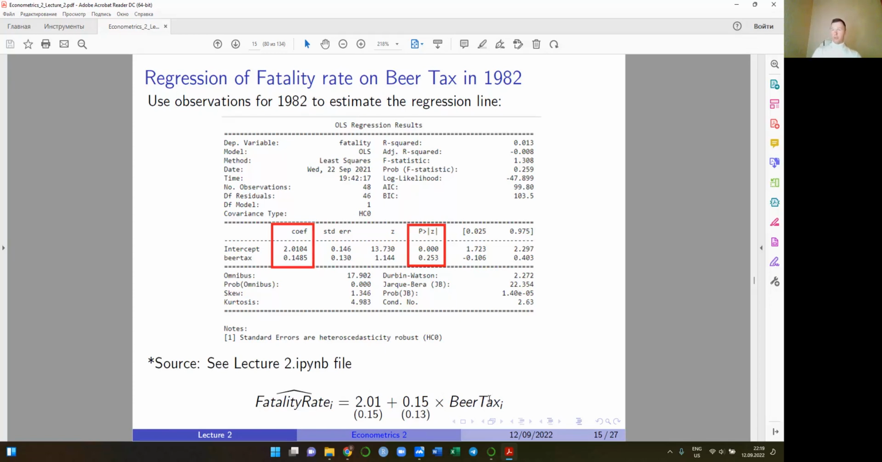What does this mean? What does this result suggest? Well, first of all, the estimate of the slope is not statistically significant, which means that it is highly likely that there is no effect of a beer tax on the fatality rate. And it is interesting that we have a positive estimate. We might expect a negative sign here because we can logically expect that the higher the taxes are, the less is the consumption of beer, and therefore the less is the fatality rate in car accidents.